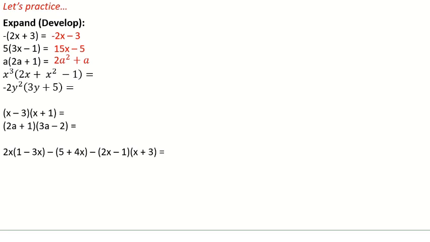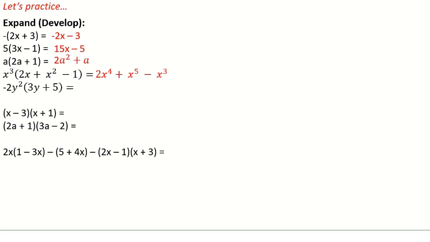Every term outside the parentheses should be multiplied by every term inside the parentheses. X cubed times 2x: here we have the same variable, so we add the exponents. So we get 2x to the power 4. Plus x cubed times x squared is x to the power 5, so we add the exponents. Now x cubed times minus 1 is minus x cubed. So the final answer is as follows.